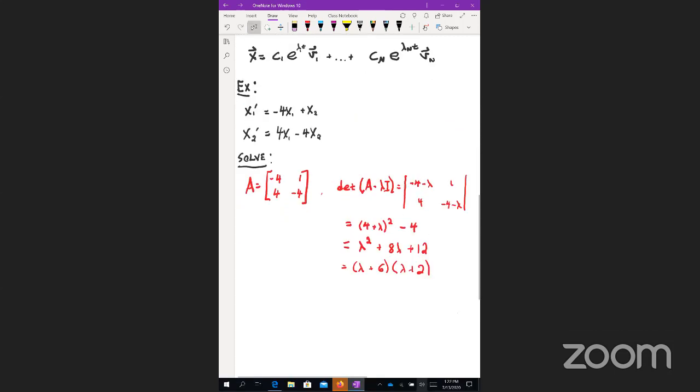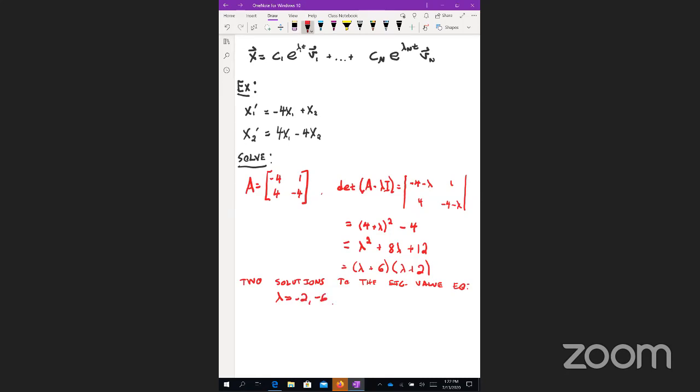And so we have two solutions to the eigenvalue equation. Lambda equals minus 2, minus 6.